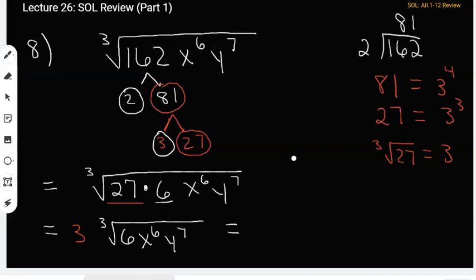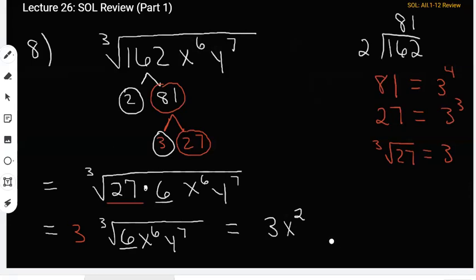So I can't take any cubes out of this whole number 6 right here. But now what I can do is I can take out all these x's in groups of 3. So how many groups of 3 can I take out of 6 x's? 2. So I can take out the x to the 6th power as x squared.